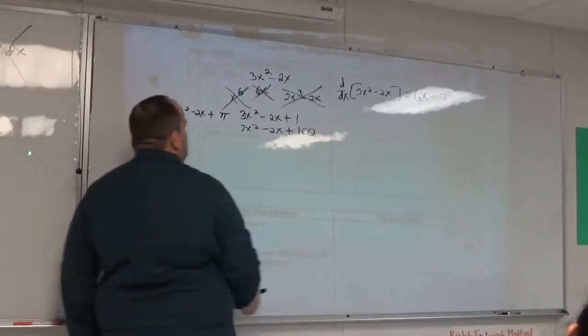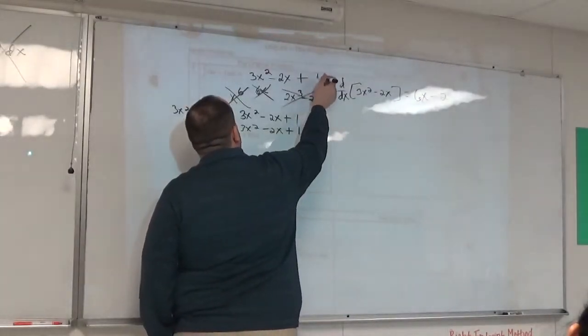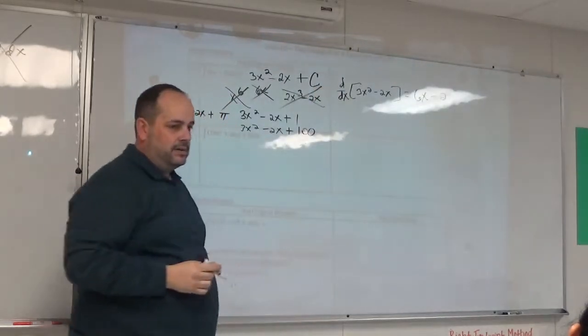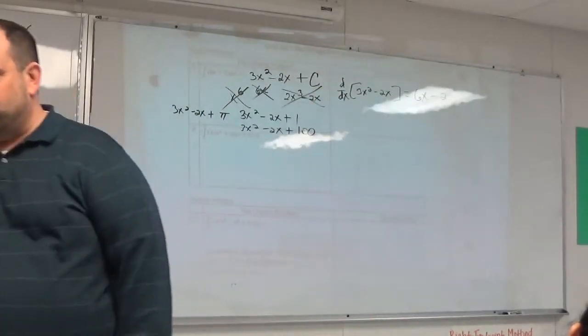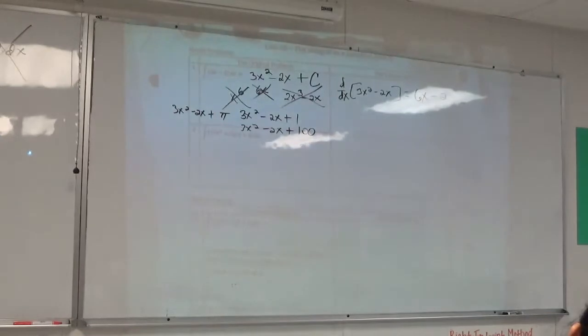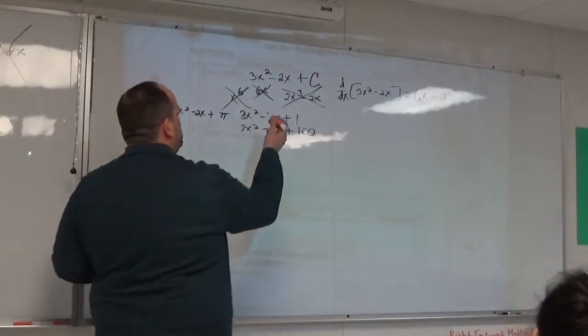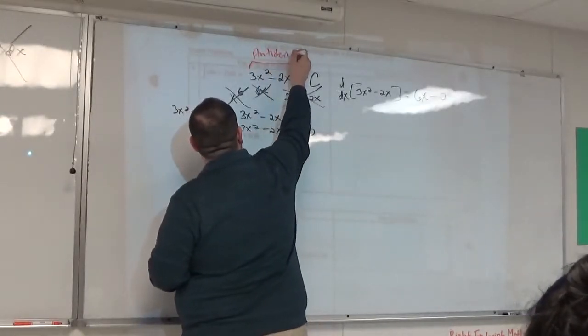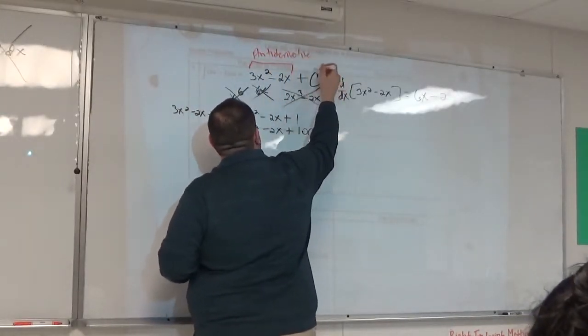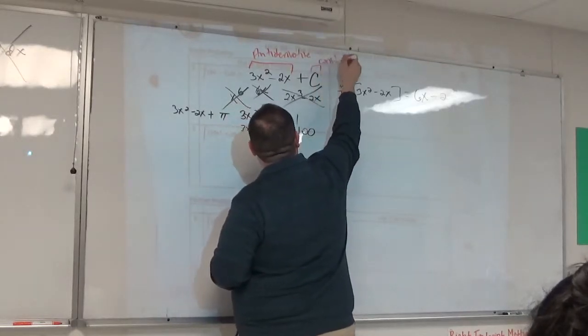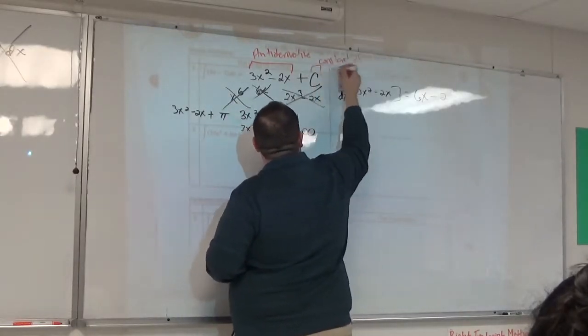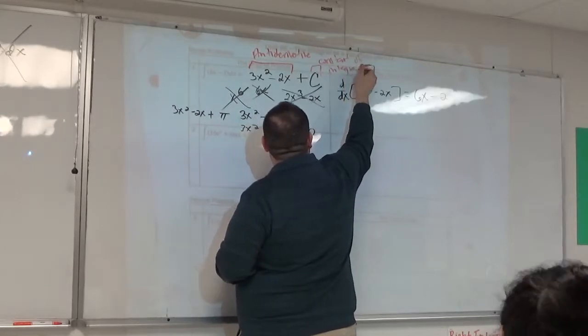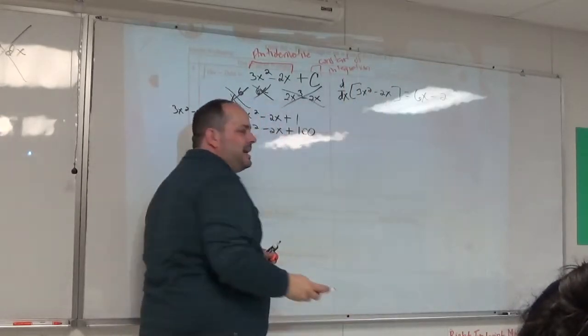So the actual answer is 3x squared minus 2x plus c. Where c, go back in your notes, what's c called? Your constant of integration. The 3x squared minus 2x is your antiderivative. This is the part that we're all going to agree on. And the c is a constant. It could be any constant. And sometimes you'll be given information where you can figure it out, but it's the constant of integration.